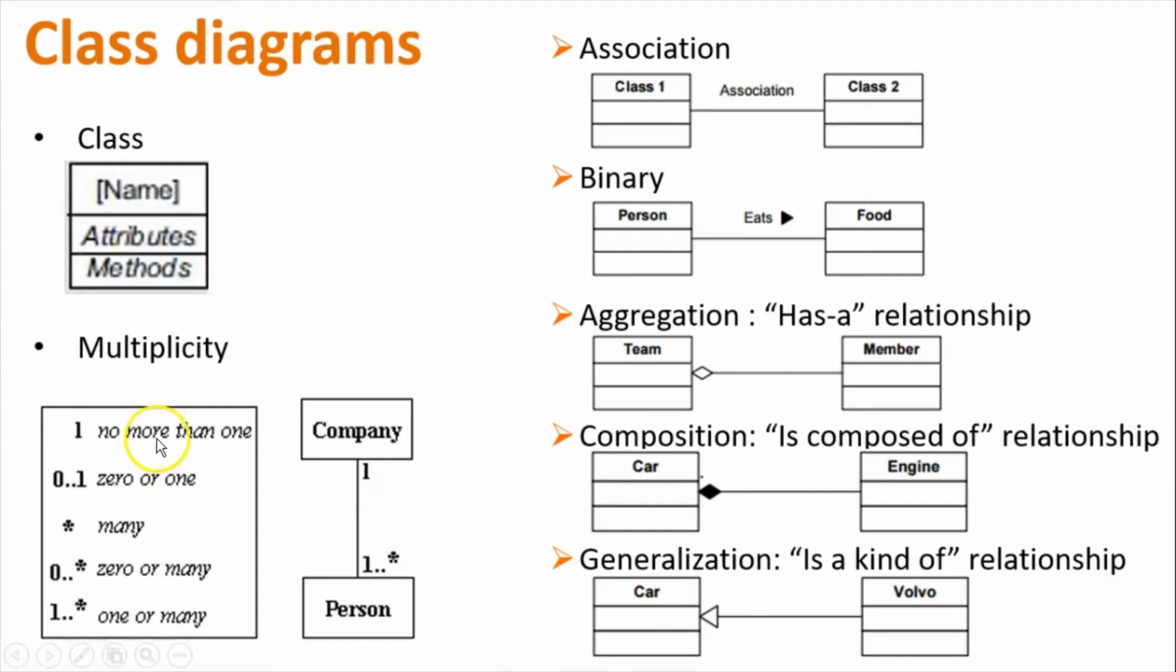And then finally, we come to multiplicity. The term multiplicity is used to refer to the minimum and maximum number of occurrences to which a class may be related. Now that you have an understanding of the notation, let's get started with drawing a class diagram.